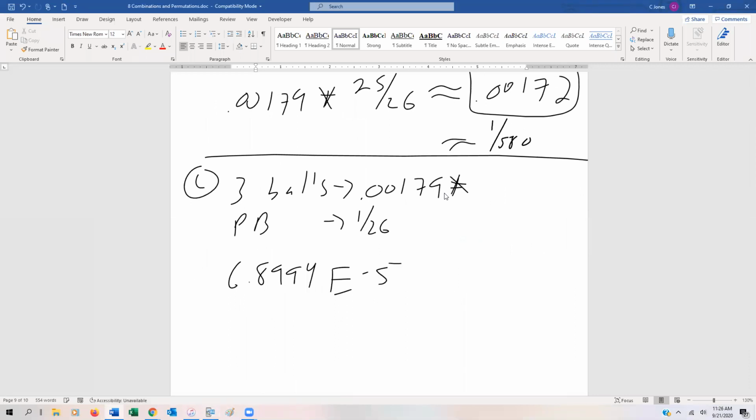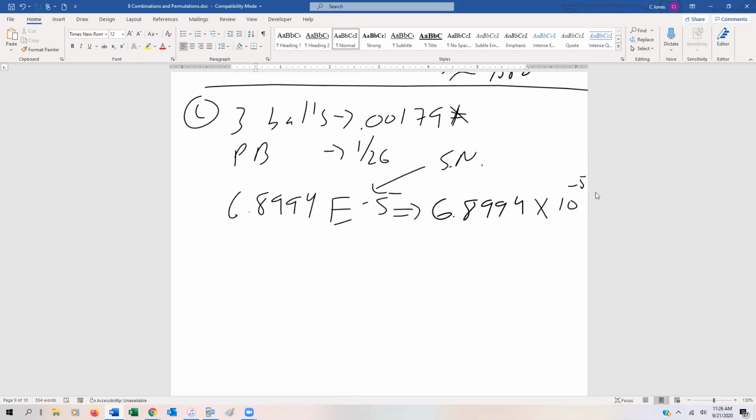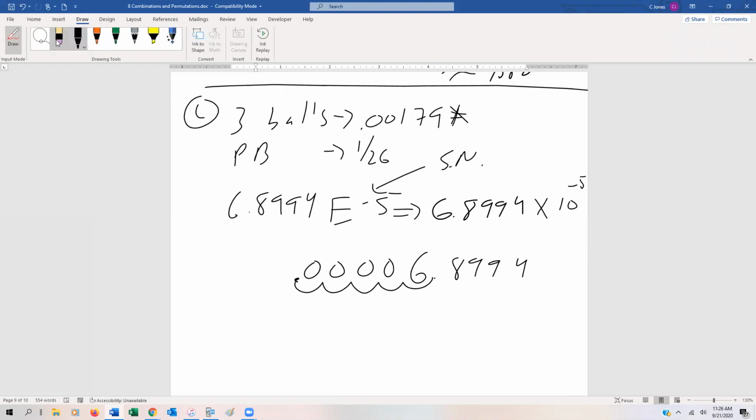I want to make sure everybody understands what that really is. This is really scientific notation. You might remember from basic algebra, what this really means is that we have 6.8994 times 10 to the minus 5th power. And that means we're going to move the decimal point 5 places to the left. So we're going to have 6.8994, move it 1, 2, 3, 4, 5 places to the left, and then fill in the zeros here. So the probability of us winning $100 is really going to be this number right here. Almost nothing.